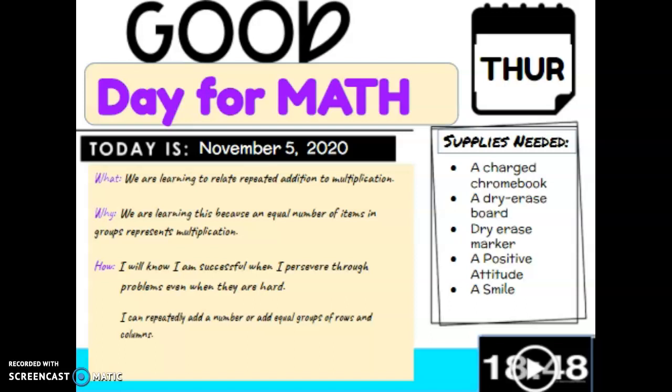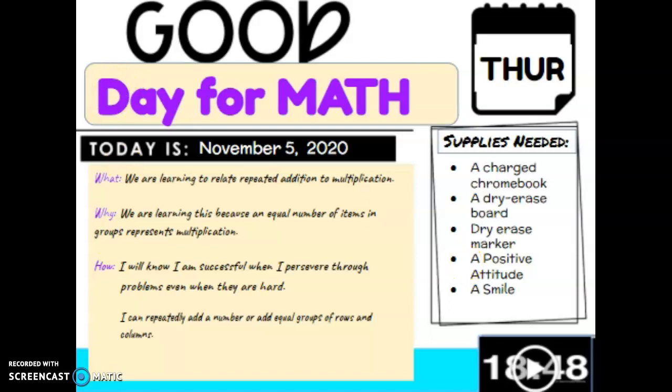We're learning this because an equal number of items in groups represents multiplication, even though we can use repeated addition to help us. You're going to know that you're successful when you persevere through problems even when they're hard, and that you can use repeated addition on a number or add equal groups of rows or columns to help you solve multiplication problems.